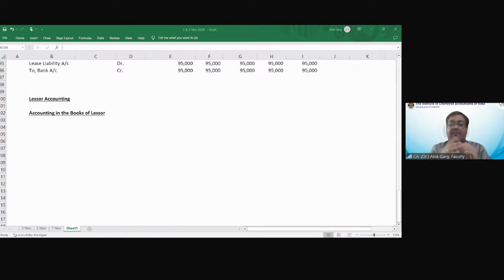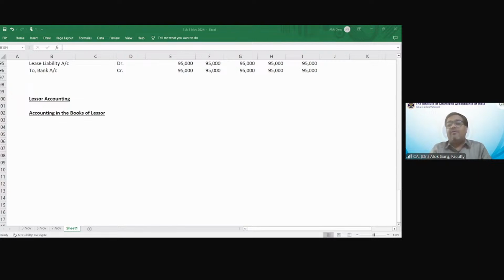Or the present value of future lease payments is substantially equal to the market value of the asset on the commencement date. Or the asset is of a specialized nature. If these indicators satisfy the criteria, then it is a finance lease. Otherwise, it is an operating lease. It's a matter of judgment, a matter of facts and circumstances. Friends, if it is an operating lease, the accounting is different. If it is a finance lease, the accounting is different.